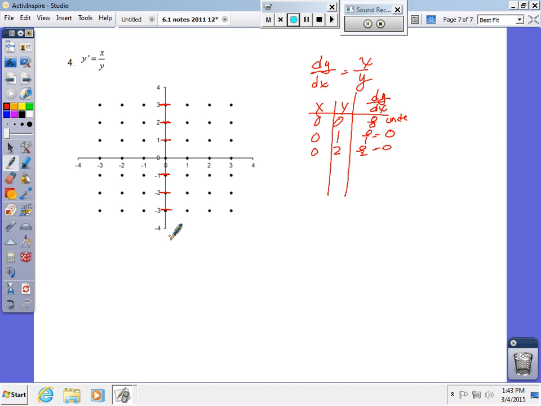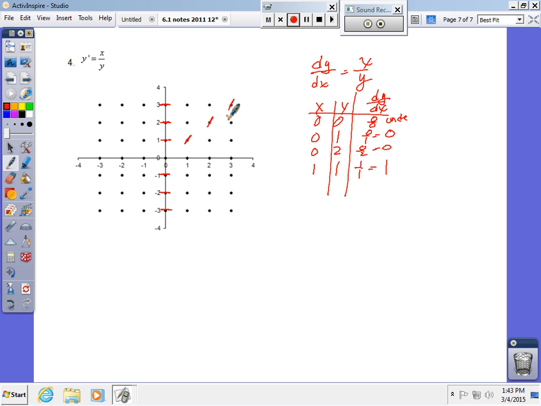Okay, let's do some other points here. How about (1, 1)? Well, if I do (1, 1), it's 1 over 1, and my slope's 1. So right here at (1, 1), it's 1. At (2, 2), it would be 1. At (3, 3), it would be 1.